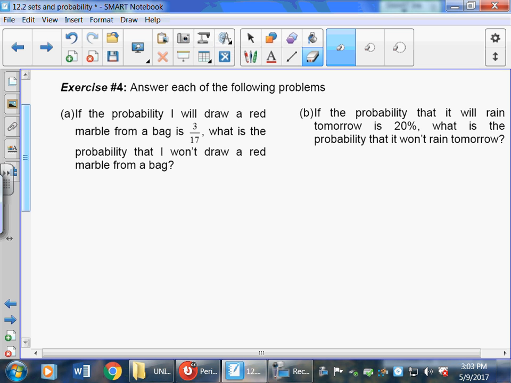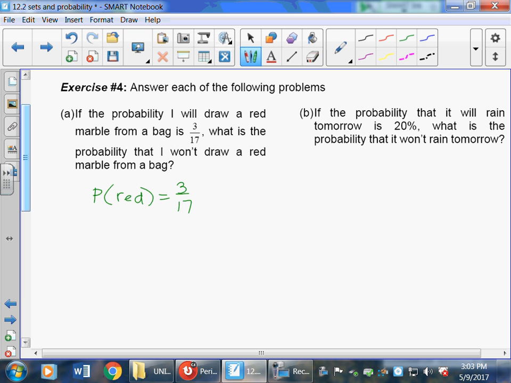Answer each of the following problems. If the probability I will draw a red marble from a bag is 3 out of 17, so the probability of a red marble is 3 out of 17, what is the probability I won't draw a red marble?